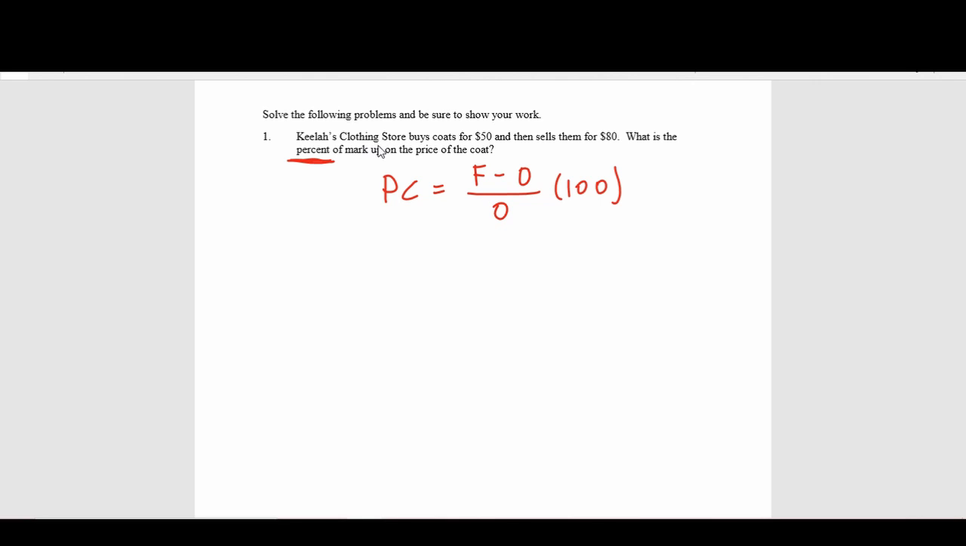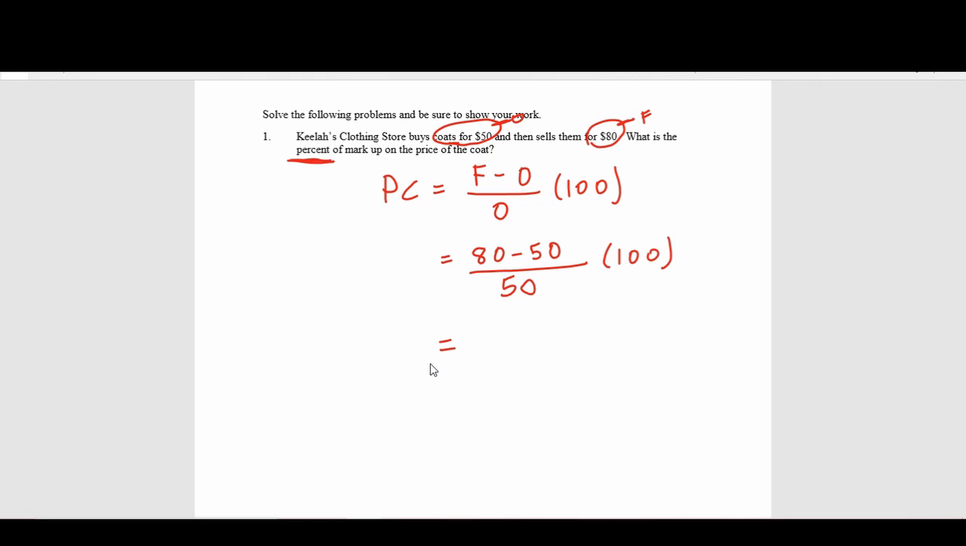The clothing store buys the coat for $50. So that's the original amount we pay for the coat, and sells them for $80. That's the final selling price of the coat. With those 2 things identified, we can go ahead and plug them into the equation. Final is 80. Original, as I just mentioned, is 50. And this, of course, is all multiplied by 100.